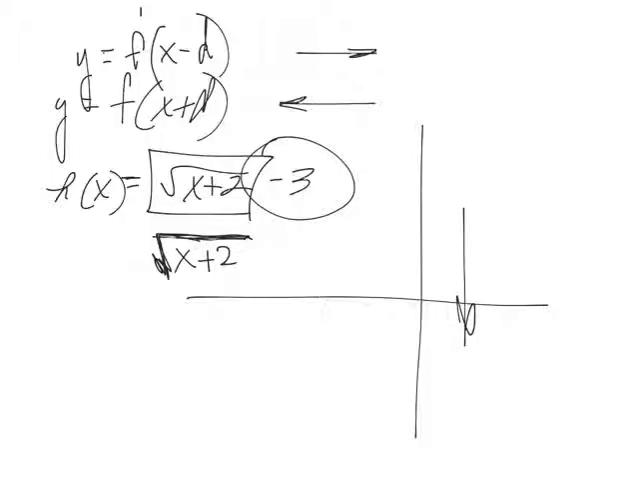Now if this were a negative, if we got rid of that, then we have to add 2 to make this 0, so that means it's going to shift to the right 2. So it's not only going to move down 3, it's also going to shift to the left 2. So just the problem square root of x.